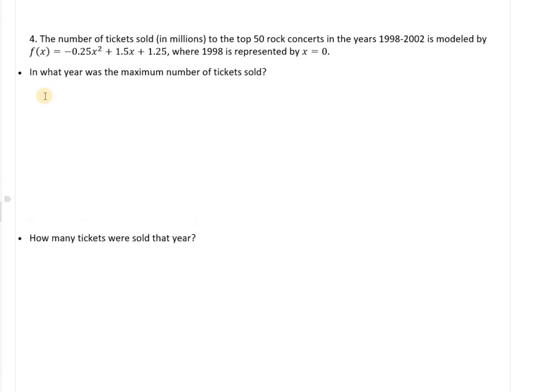Okay, problem 4. The number of tickets sold in millions to the top 50 rock concerts in the years 1998 to 2002 is modeled by this function, where 1998 is represented by x equals 0. In what year was the maximum number of tickets sold? Okay, I'm going to draw a quick sketch here of my graph. Okay, so I want to find the maximum number of tickets. So I want to find the x-coordinate of that vertex.